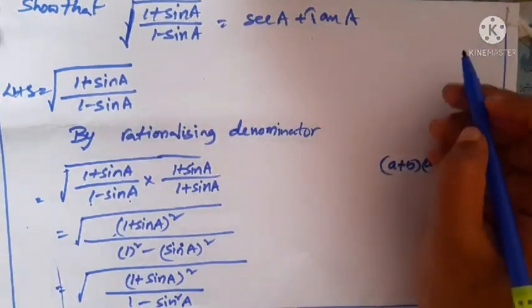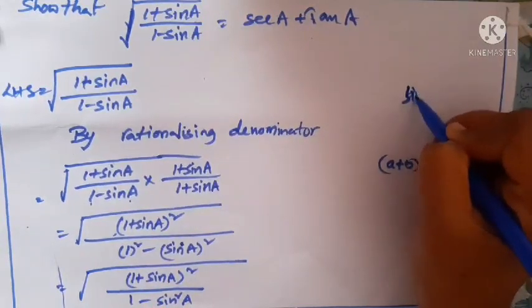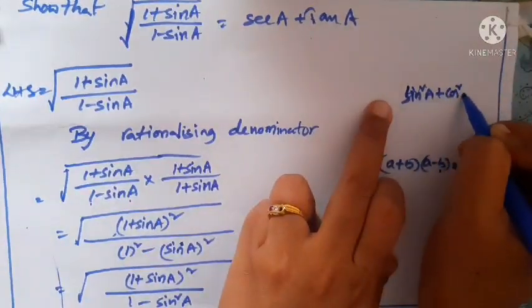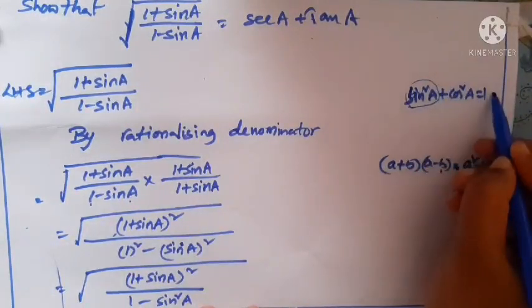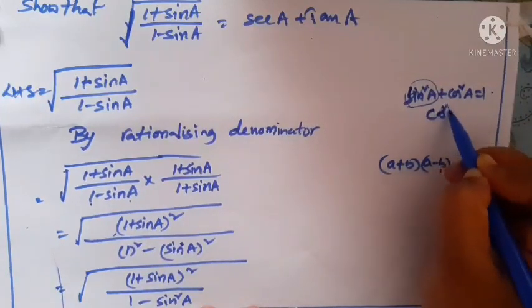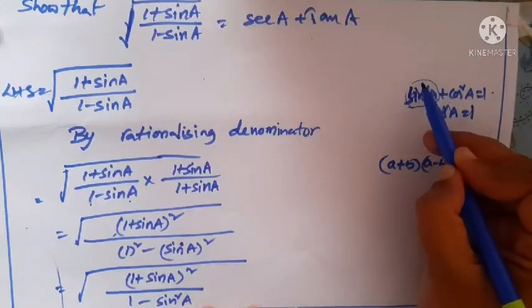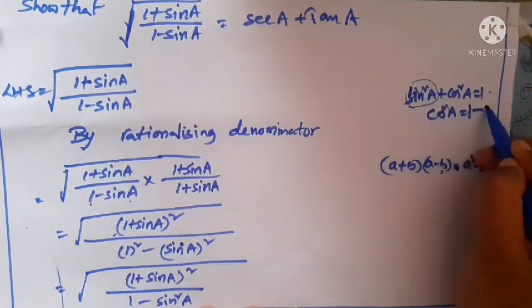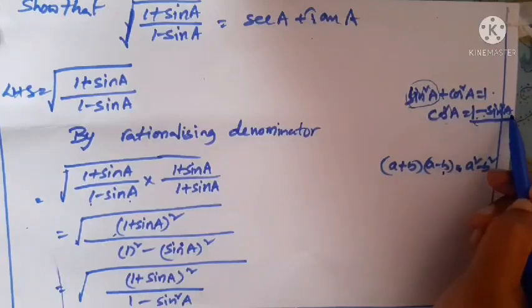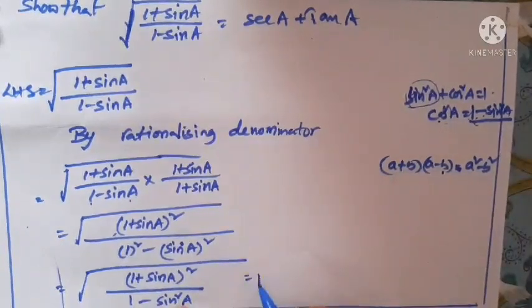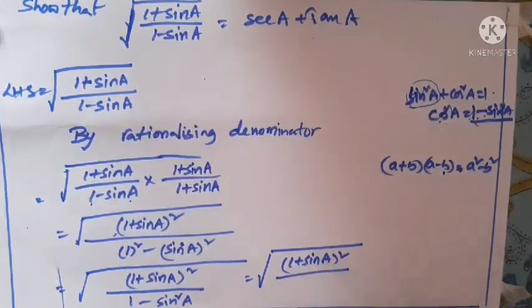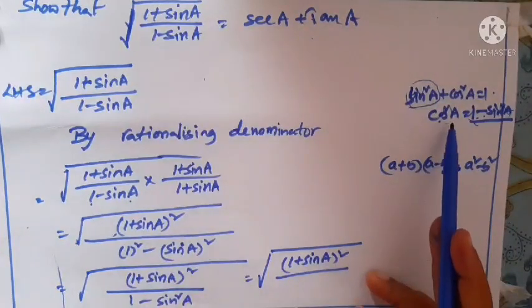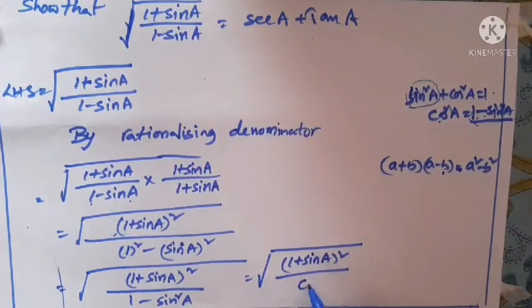From trigonometric identities, you know that sin square A plus cos square A equals 1, right? And now we have to take sin square A to the right side. You will get cos square A is equal to 1 minus sin square A. Right? 1 minus sin square A is equal to cos square A. So we have to take 1 plus sin A whole square by cos square A instead of 1 minus sin square A here.